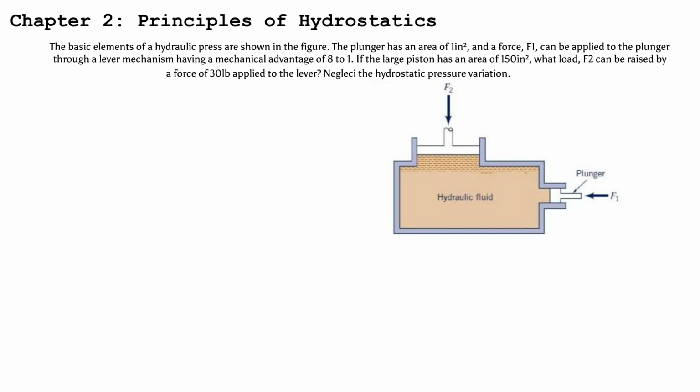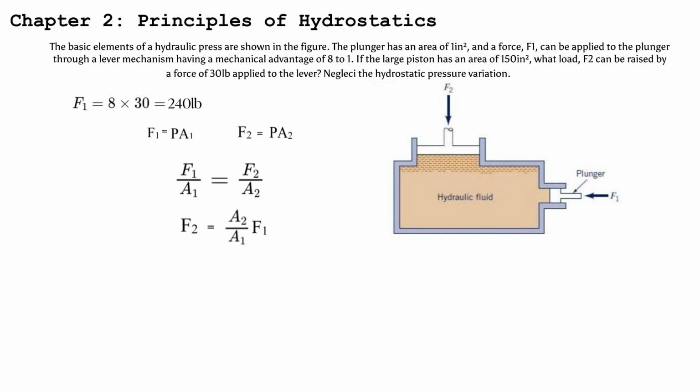A force of 30 pounds applied to the lever results in a plunger force F1 of 240 pounds since F1 is equal to PA1 and F2 is equal to PA2, where P is the pressure and A1 and A2 are the areas of the plunger and piston respectively. Since P is constant throughout the chamber, by equating both, we get F1 over A1 is equal to F2 over A2, so that F2 is equal to A2 over A1 times F1.